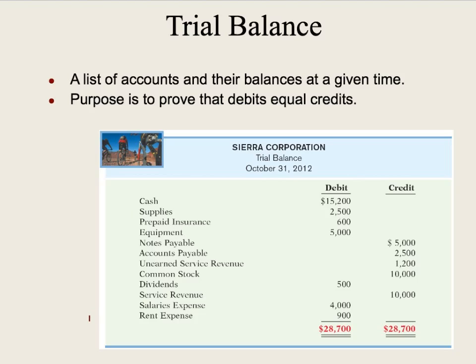After posting everything, we take what's called a trial balance, and that is simply a listing of the accounts and their balances at any point in time, in this case October 31st, 2012. And the purpose here is to make sure that the debit balance accounts equal the credit balance accounts. We simply list them. Debit cash, they had a balance 15, supplies 25, and so on. There is our common stock 10,000. So you see that we have equal debits and equal credits. This is just a check to make sure that we've journalized properly and we've posted properly.